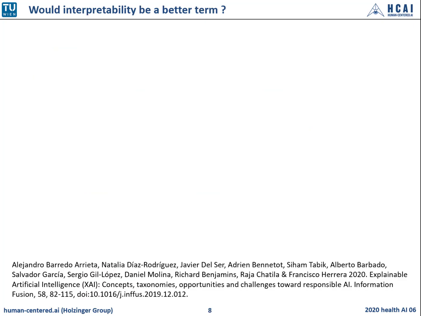Okay, then explainability is often argued; would interpretability be a better term? And yes, up to a certain point. Cynthia Rudin from Duke University argues that we should not use the term explainability, but instead interpretability. I agree. But explainability, or explainable AI, is meanwhile an accepted term, so it is difficult to get rid of this term. But later on we will deal with it.